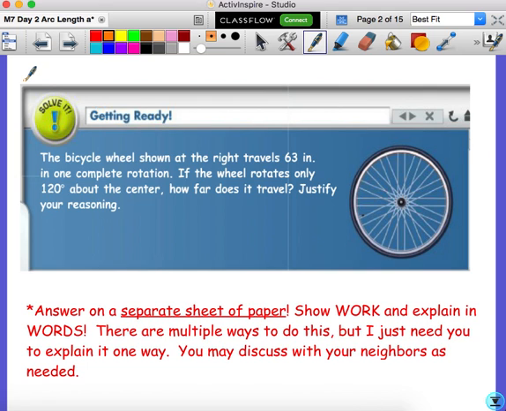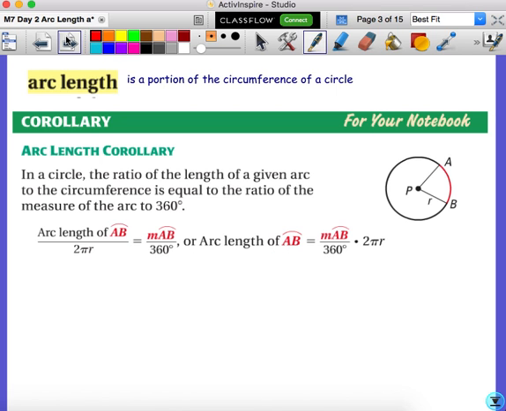I would encourage you to think through this question, pause the video here, think about what different strategies you could try, and then we're going to talk about how that relates to what we're going to learn today. There are several different ways that you can answer this question. However, our final answer should be 21 inches. I'm going to talk through why that is in a little bit. For sake of time and to get us rolling, we're going to move forward.